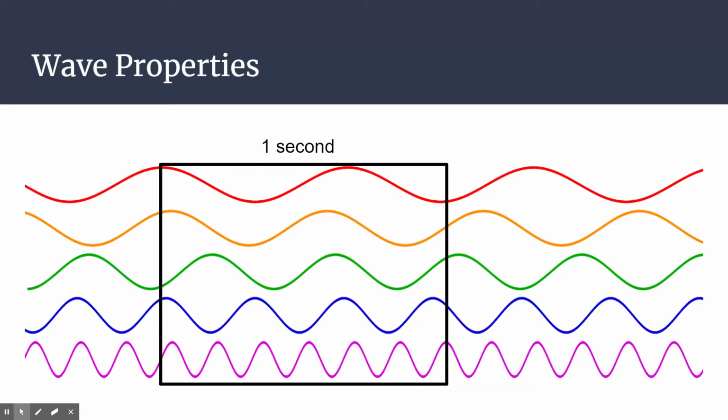You may notice it also has the shortest wavelength. The shorter the wavelength a wave has, the higher its frequency. And the longer the wavelength, the lower the frequency.